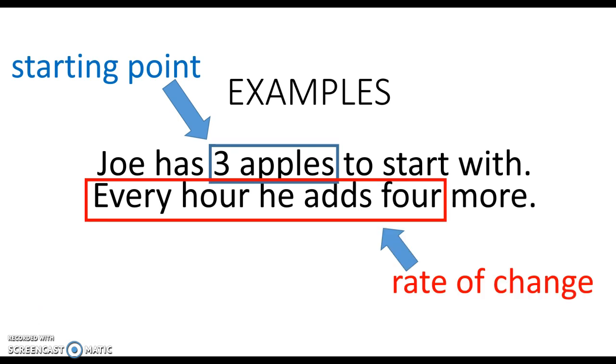Then the rate of change is that every single hour he's going to add 4 more. So the number in front of the x, which in this problem would represent the time, the hours, every time an hour goes by, Joe puts 4 more apples into his pile of apples, and then that would be the total, which would be the y in this situation. So you can see how this word problem is the same as the equation, or how you could get the equation out of this word problem, and why those things represent what they represent. Why the slope is the rate of change, and why the starting point is the b number or the 3 apples.